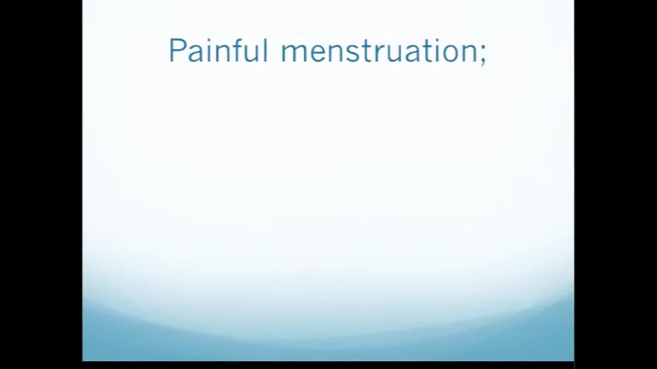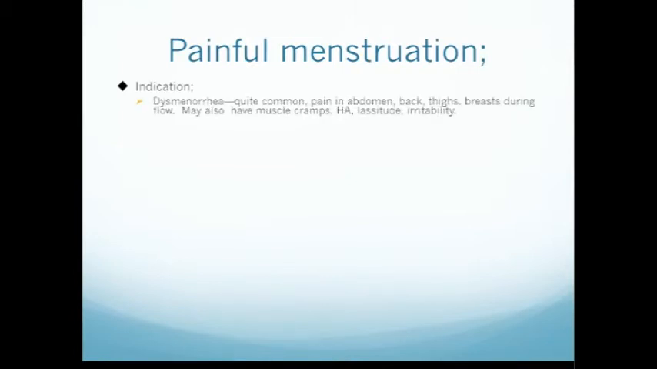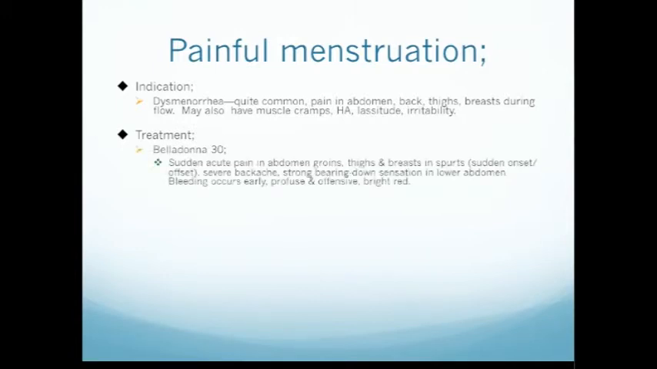Painful menstruation. Indication: this is for dysmenorrhea, which is quite common, with pain in the abdomen, back, thighs, breasts during the menstrual flow. There may also be associated muscle cramps, headache, lassitude, and irritability. Treatment includes belladonna 30, which is good for sudden, acute pain in the abdomen, thighs, breasts that occurs in spurts with sudden onset or offset.